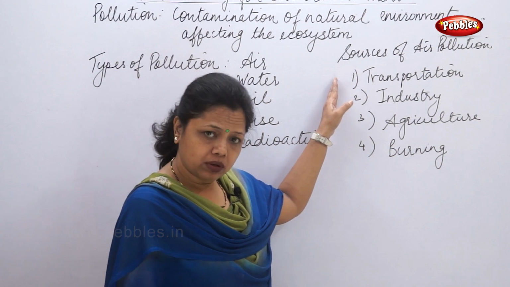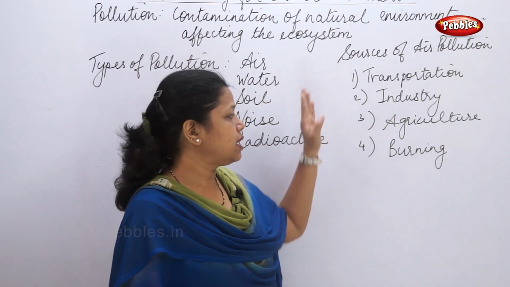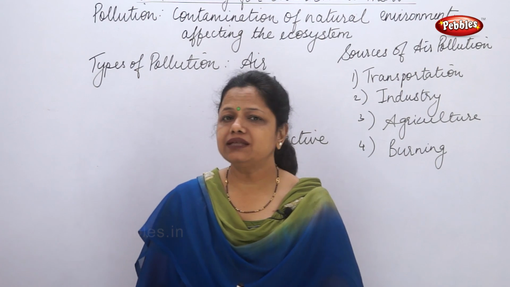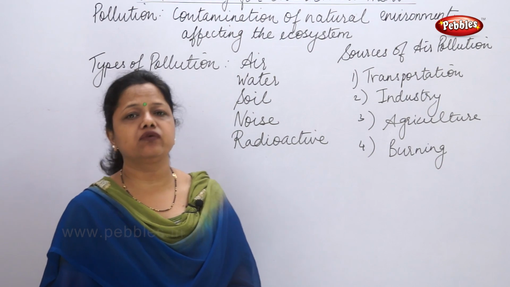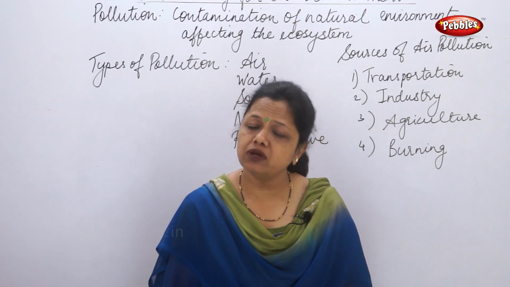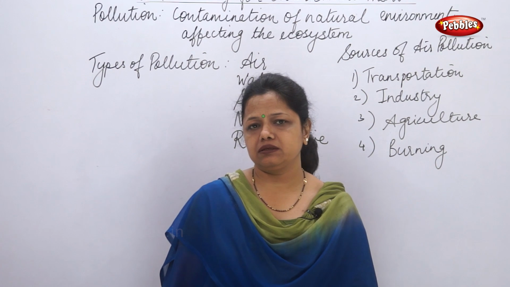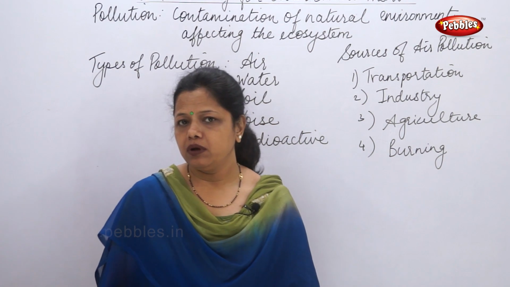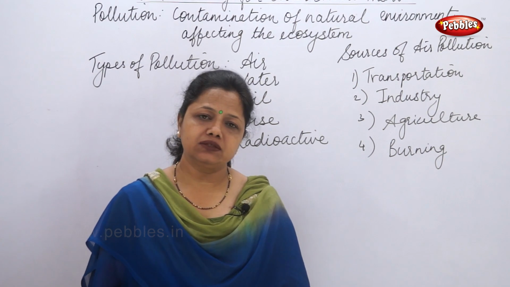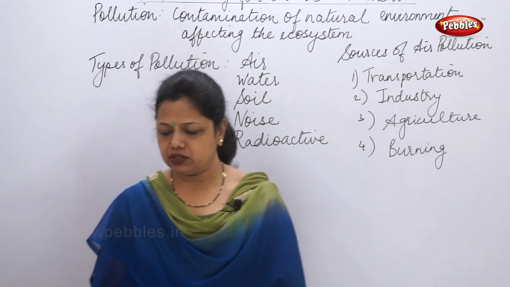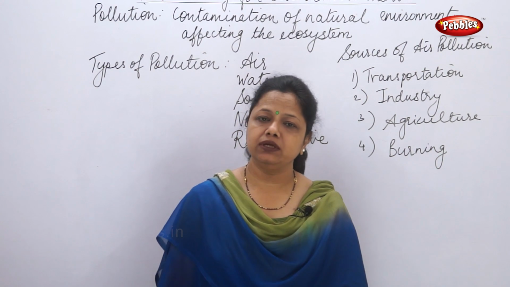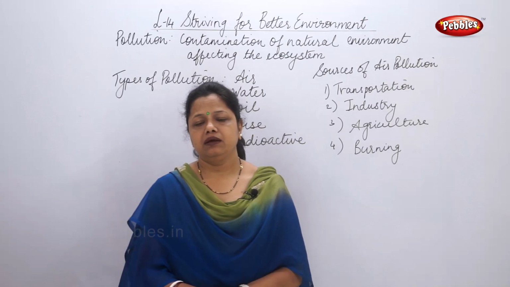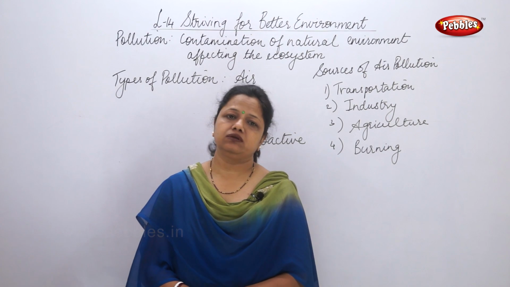Main are four, which are transportation, industry, agriculture and burning. If I talk about transportation, as I said, a number of types of vehicles are used for transportation of goods, of human beings, of other things. So bus, scooter, car, truck, tempo, railway, then aeroplanes, all these are the means of transportation, and these are actually causing 50% of the total pollution of the air. These are the main reason of pollution of air.